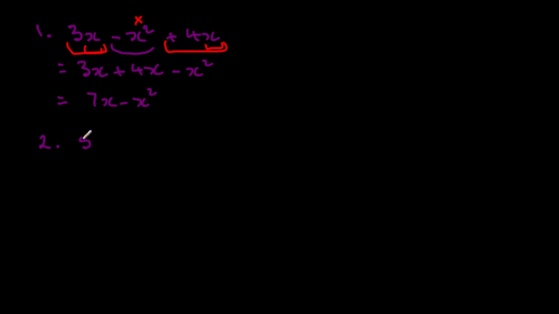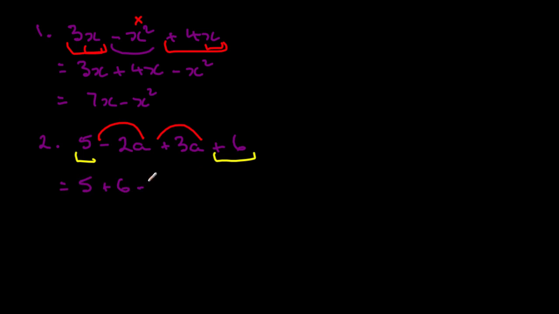Let's have a digit 5 minus 2a plus 3a plus 6. Now in this particular situation, 5 and plus 6 are considered to be like terms, and that's because they have the same pronumerals, which in this case there isn't one. Minus 2a and plus 3a are also considered like terms. So here we join our first lot of like terms, 5 plus 6. Then we have minus 2a plus 3a, joining those together, remembering that the sign always goes with the term.